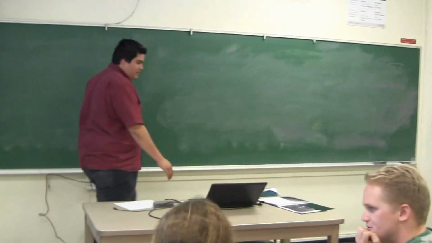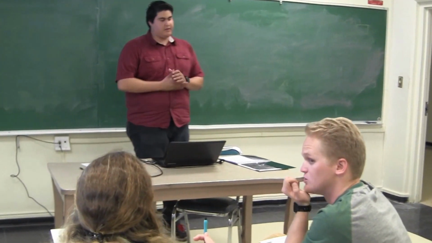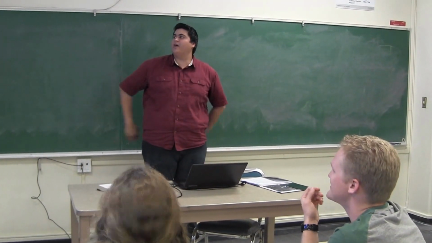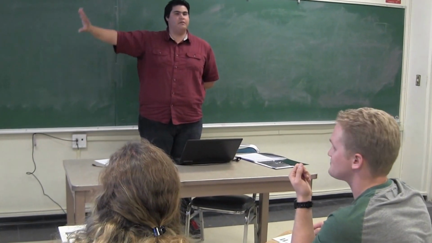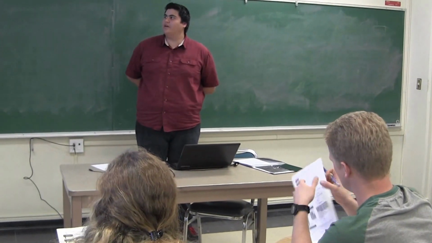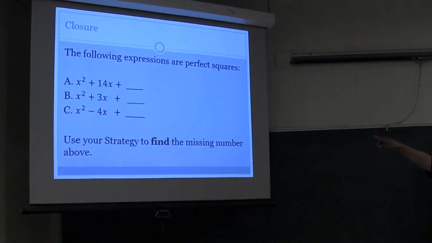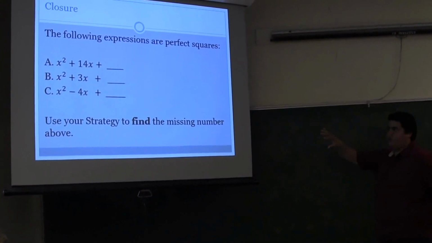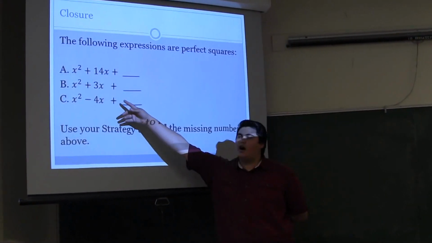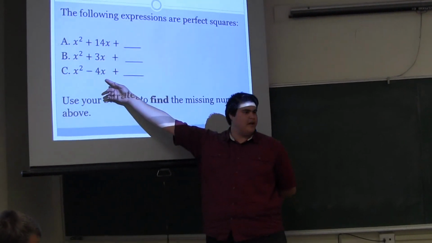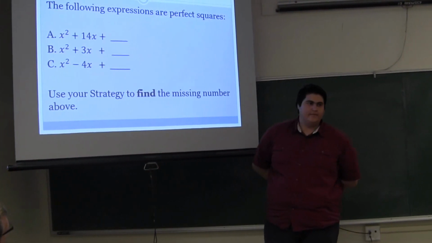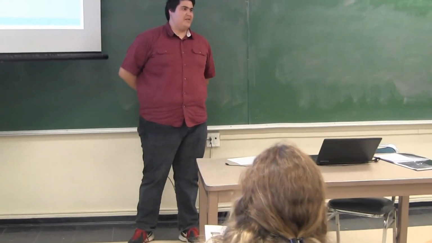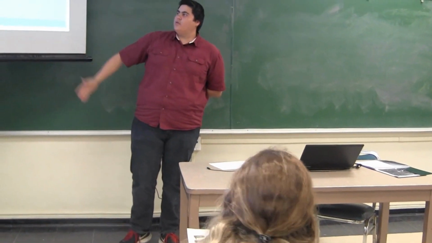Alright, so to end this, I will have you guys exchange your strategies and apply them to find this one here. We have some interesting things going on here: we got some negatives and then we have 3x. Does your strategy actually work for odd numbers? Does it work for negative numbers? By doing this, you will explore it.